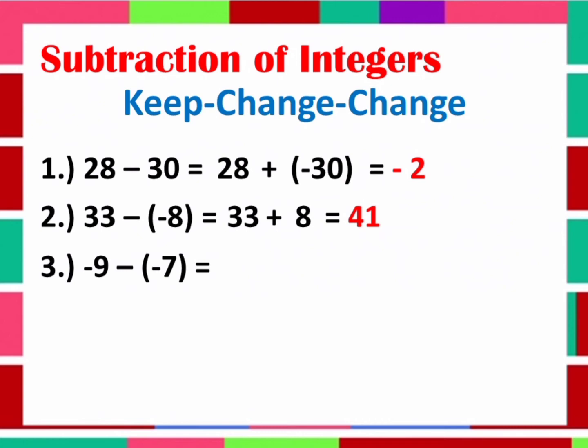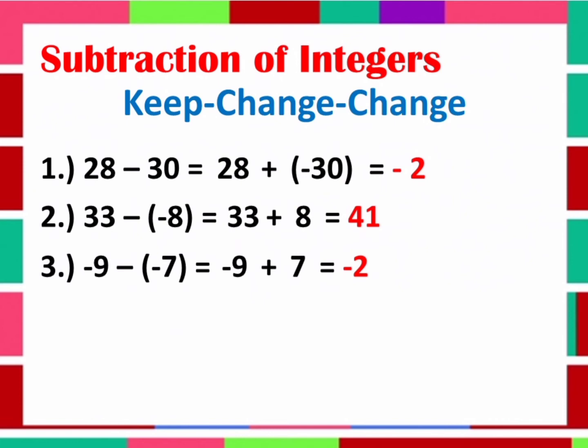Another one. Negative 9 minus negative 7. Again, keep negative 9. Change minus to plus and change the subtrahend. The subtrahend is negative 7, so it will become positive 7. As you can see, they are unlike sign. So, you are going to subtract. 9 minus 7 is equal to 2. And 9 is greater than 7. So, copy the sign of 9, which is negative. And the final answer will be negative 2.